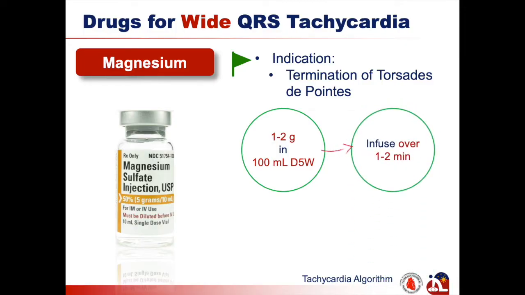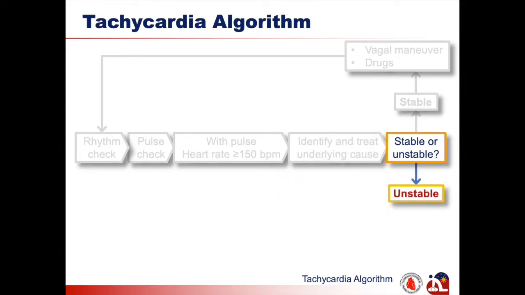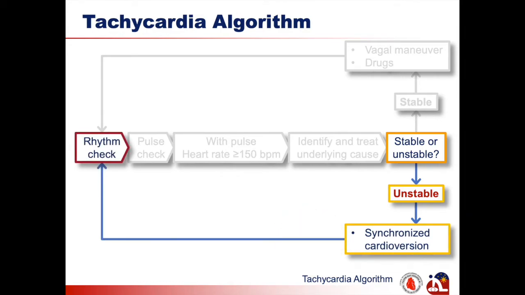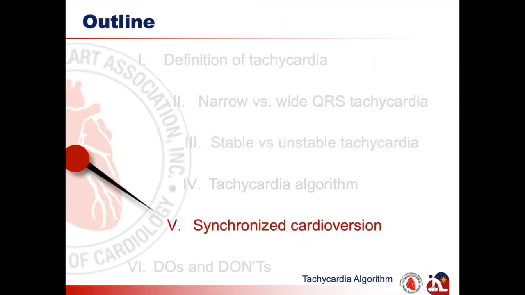If the patient shows signs of hemodynamic instability and is deemed unstable, then your best approach is electrical therapy with synchronized cardioversion. Again, after an intervention is given, reassess the rhythm, whether the arrhythmia was successfully converted or not. So how do you perform synchronized cardioversion?